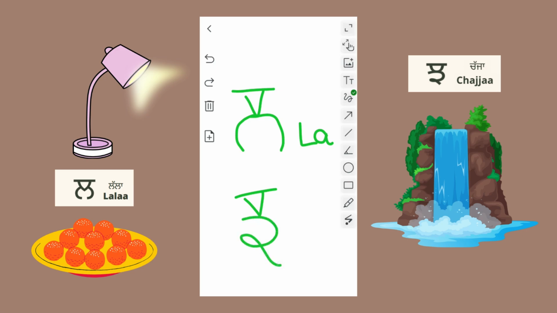The second alphabet is Chja. If you remember, this is a combination alphabet from row number 3. Chja, Cha, Charna, which means waterfall.